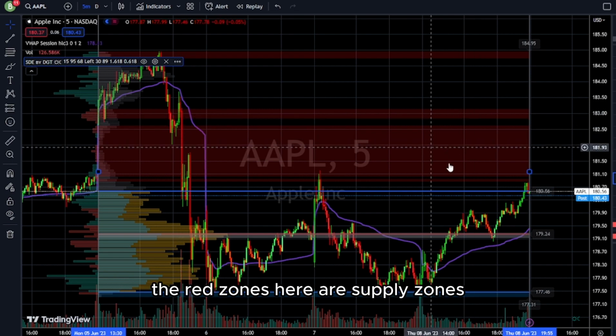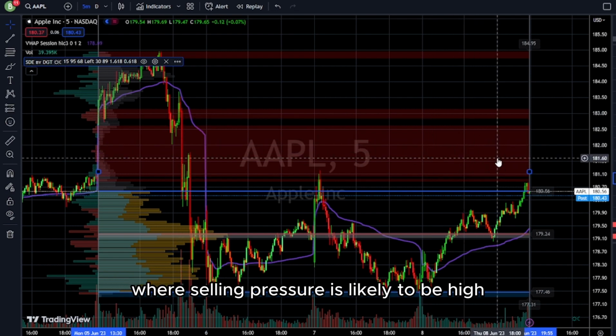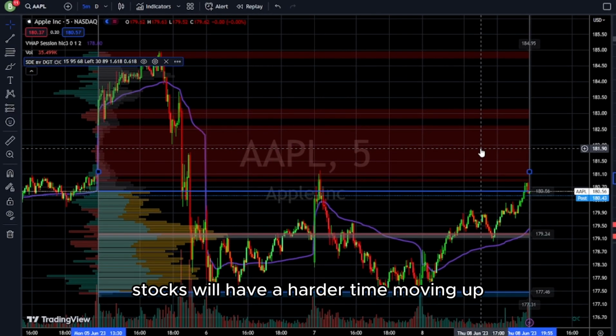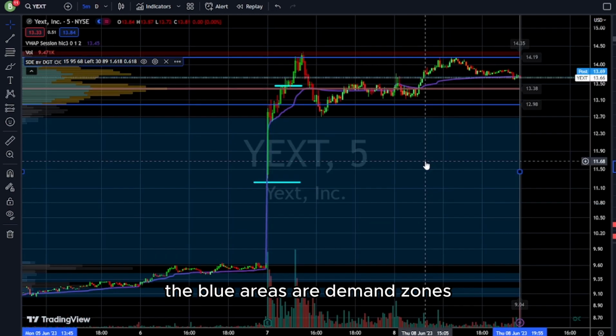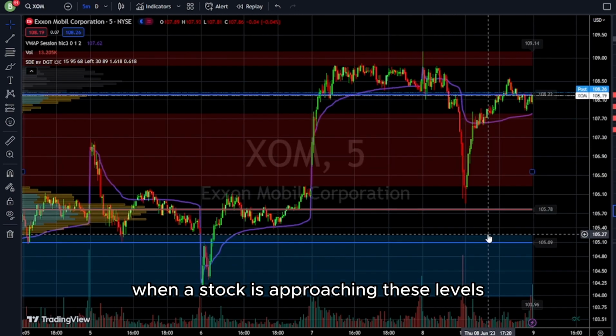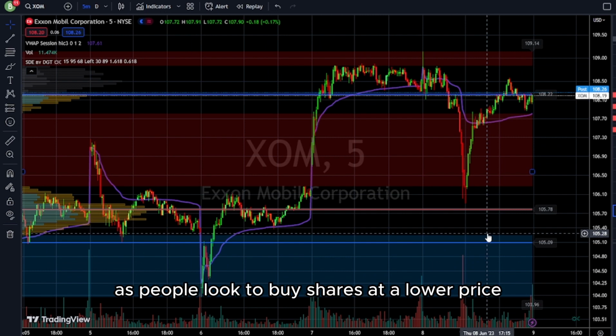The red zones here are supply zones. These are places where selling pressure is likely to be high. Stocks will have a harder time moving up through these areas because many traders are holding right here and willing to sell. The blue areas are demand zones. When a stock is approaching these levels, you can expect buying pressure to pick up as people look to buy shares at a lower price.